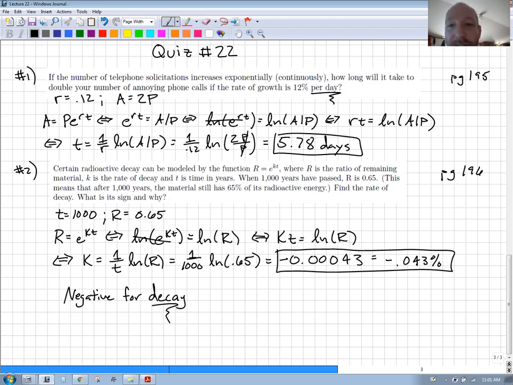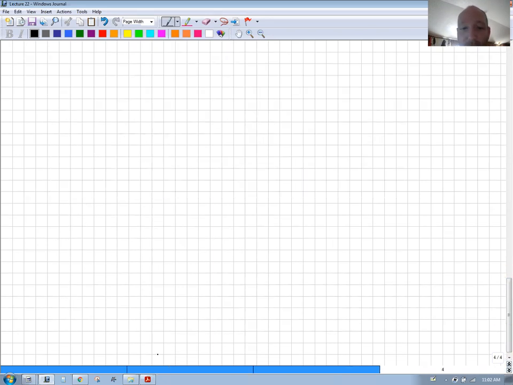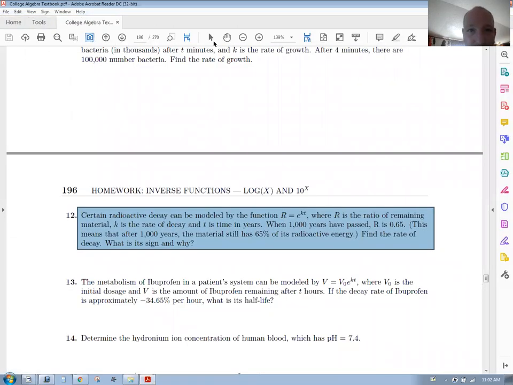All right, any questions? All right, so yeah, that's a really small percent, but 1,000 years have passed. So 65% of the radioactive energy is still left. It's lost 35% of it.